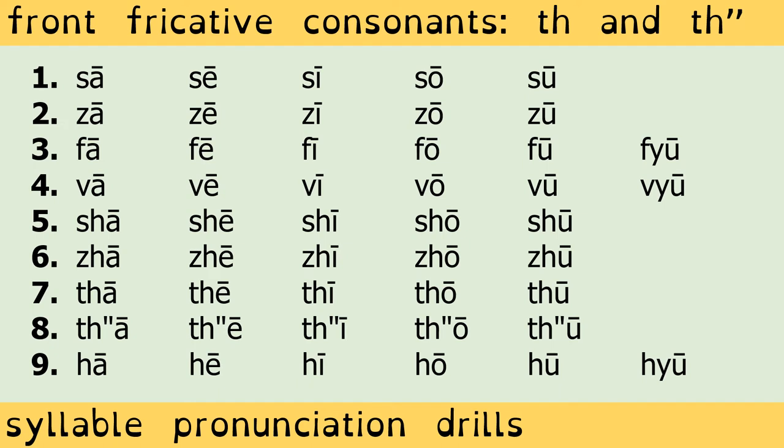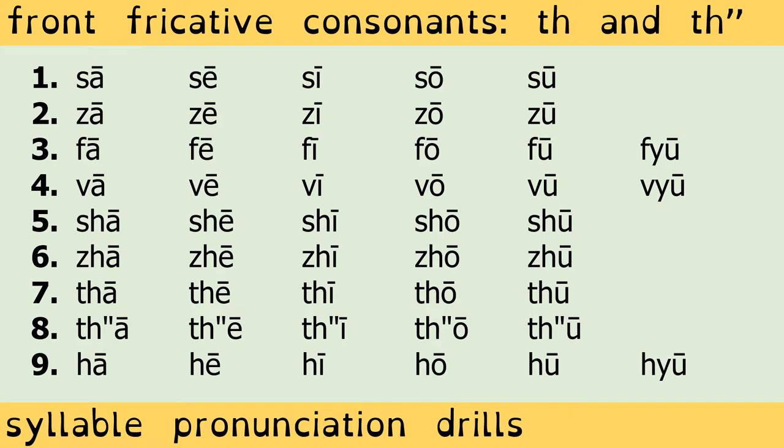Now let's do some practice drills. Our first drill is to turn these fricative consonants into syllables. That means that we need vowels. We are going to start off with fricative consonants with the long vowel sounds. Try to say these syllables out loud. You can pause and restart the video when you are ready. Okay, let's go. Repeat after me.